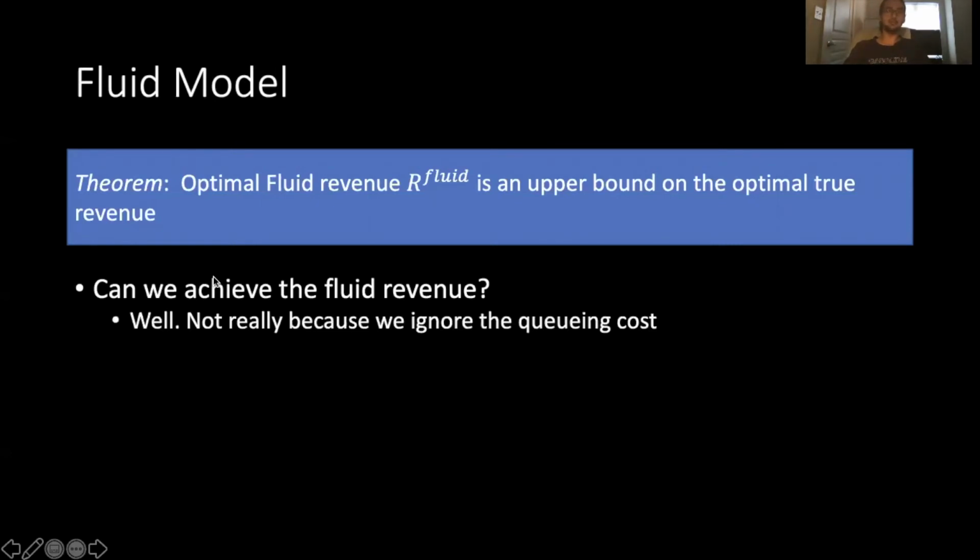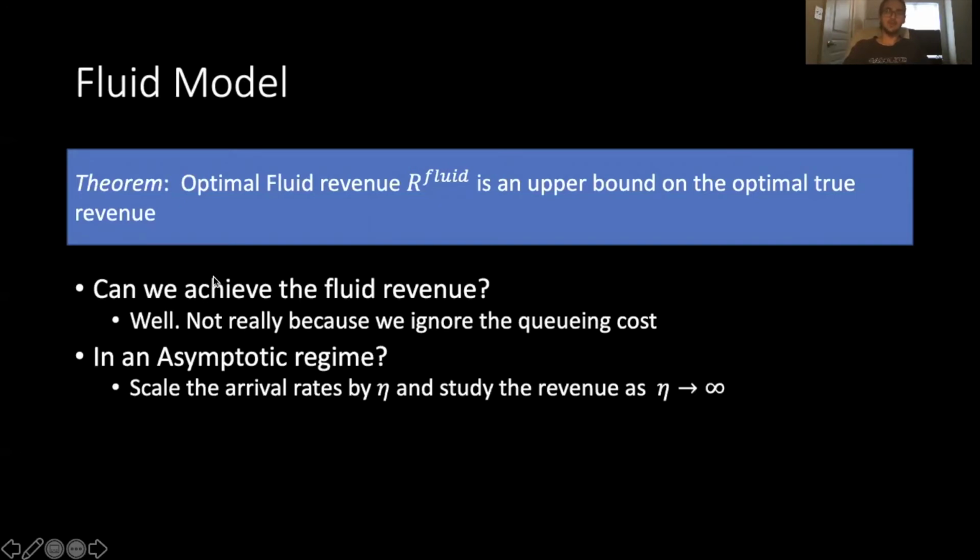Now, the natural question to ask is, can you achieve this fluid revenue? Well, not really, because in the fluid model, we ignored the queuing costs. So let's ask a different question. How about in an asymptotic regime? The asymptotic regime where we scale the arrival rates by eta and study the revenue as eta tends to infinity. This can be thought of as the arrival rates are scaled, the stochasticity of the system is going lower and lower, and it is behaving more and more like the fluid model. So the question is, how close can we get to this eta times R fluid?